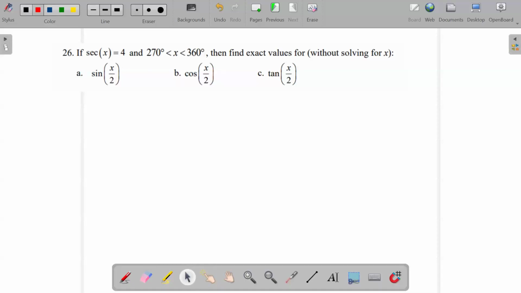All right, so let's see what we have. First, let's figure out what the given information tells us. So secant of x is equal to 4. And then we're asked about sine, cosine, and tangent.